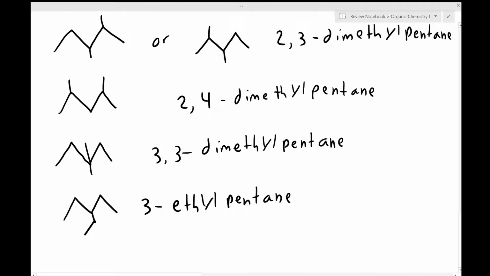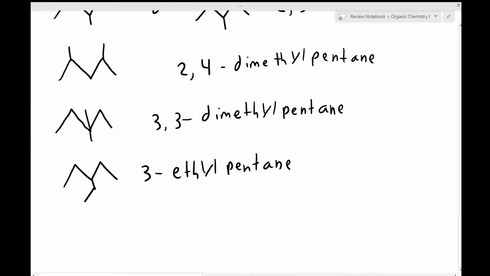And so we've been working with a methyl group so far. Now we can have an ethyl substituent there.